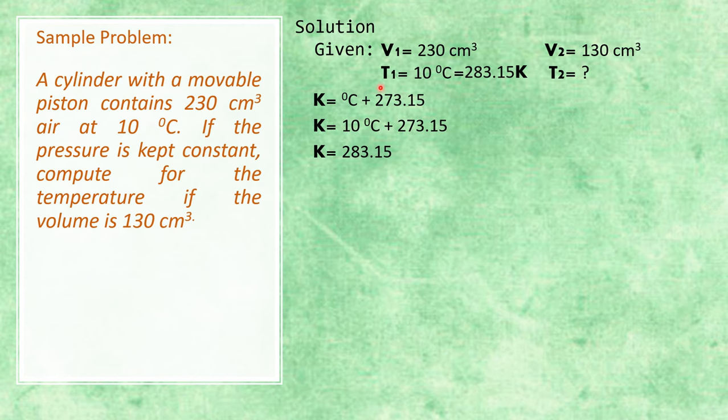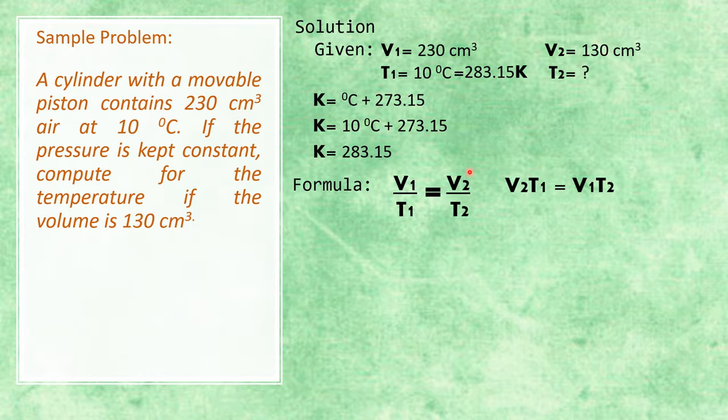It is now time for us to solve the problem. Our formula, initial volume over initial temperature is equal to final volume over final temperature. I-cross multiply ulit natin. Final volume and initial temperature. Final volume times initial temperature is equal to initial volume times final temperature. Next, let us derive the formula.